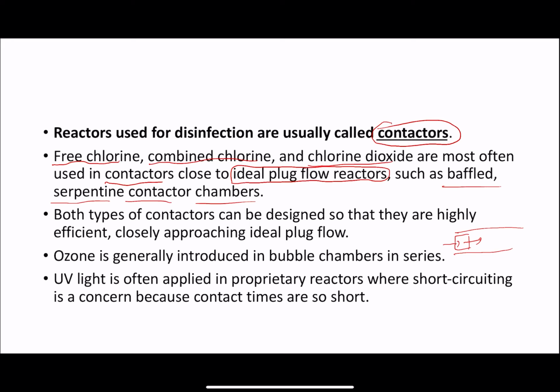UV light, I really like this UV light, ultraviolet, is often applied in pipe reactors where short circuiting is a concern because contact times are so short. Okay?